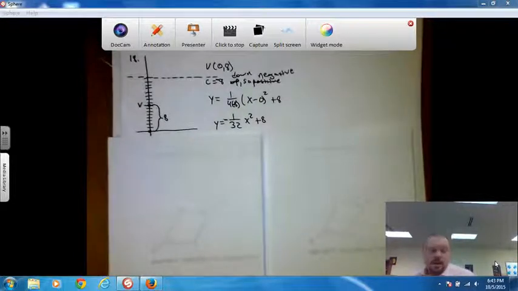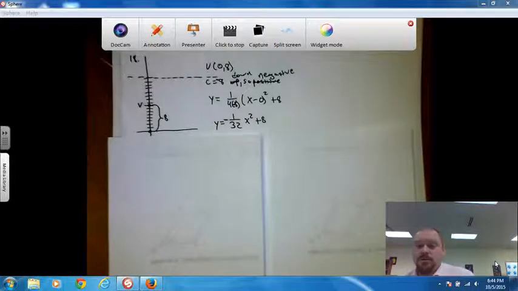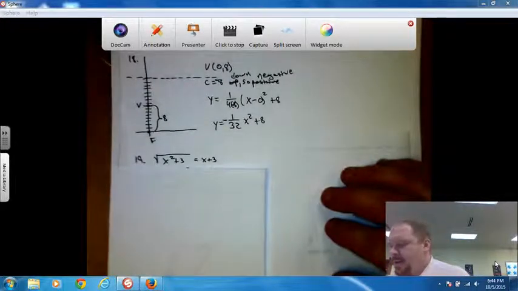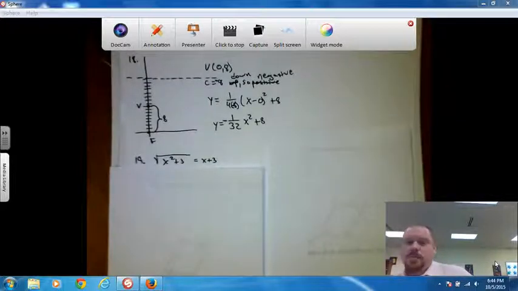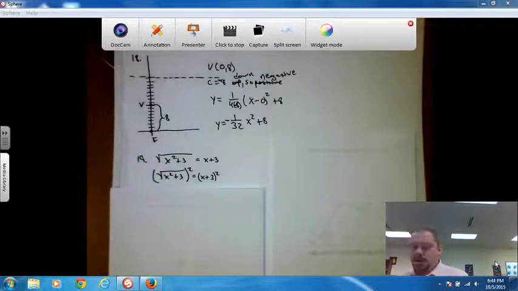Okay, starting with number 19, we're going to start solving radical equations. In number 19, we have the square root of x squared plus 3 equals x plus 3. We have to get that x squared out from under the radical, so the only way to undo square rooting is by squaring. And as you can see, that's what I did there.